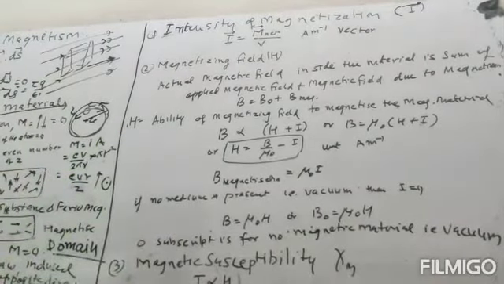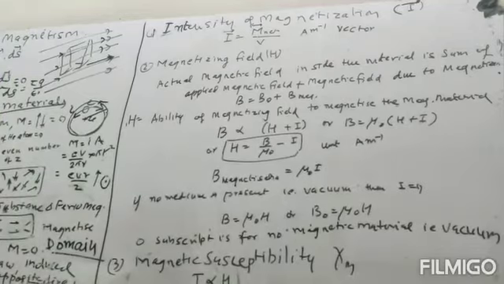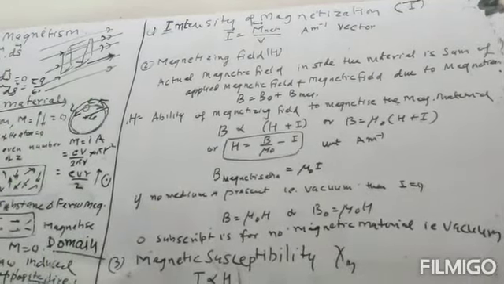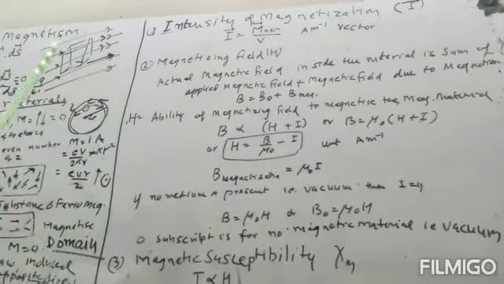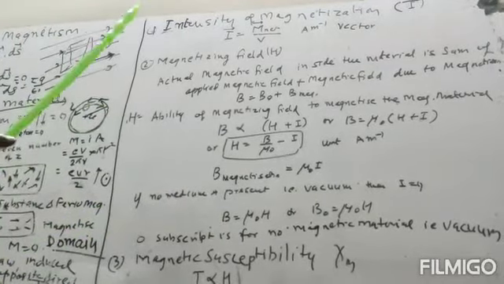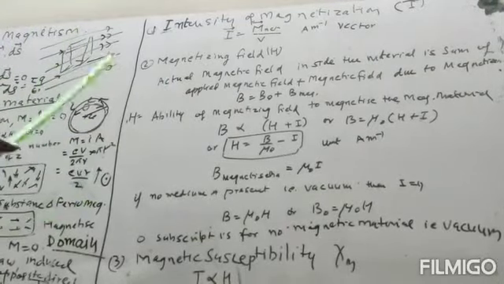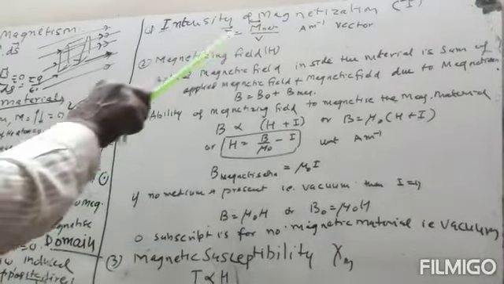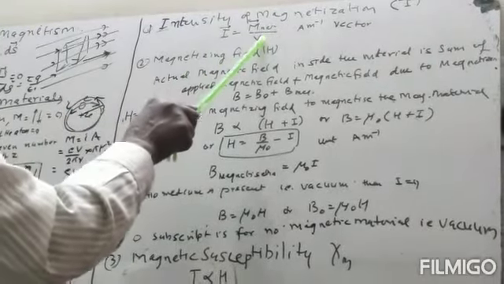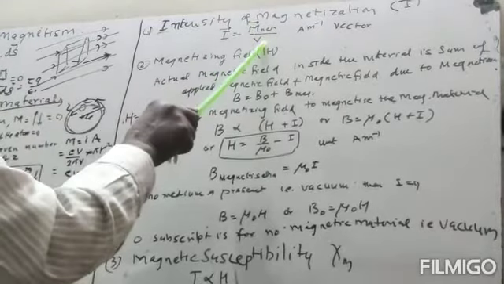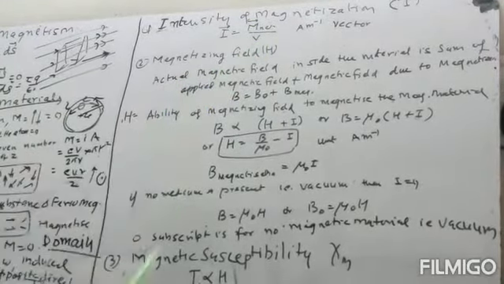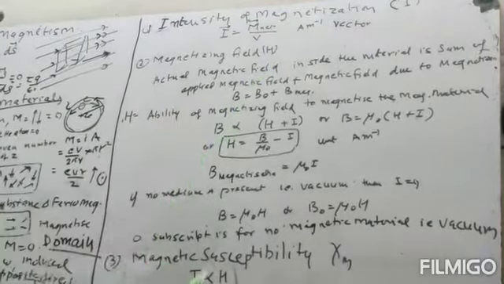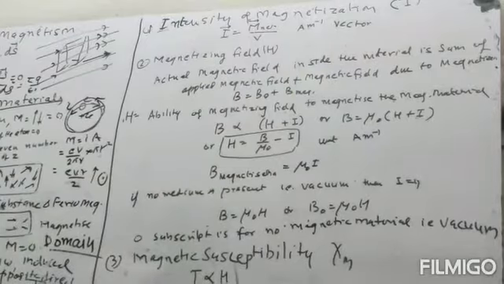So when we put the substance in the magnetic field, due to the external magnetic field its dipoles are aligned and it will be magnetized, so the magnetic moment will increase. The net magnetic moment per unit volume, meaning we divide by the volume, is the intensity of magnetization, and its unit is ampere per meter. It is a vector quantity.